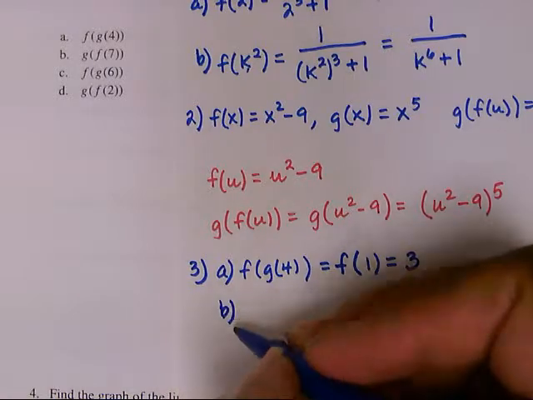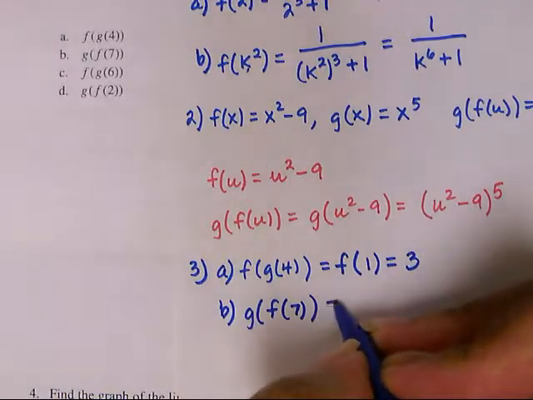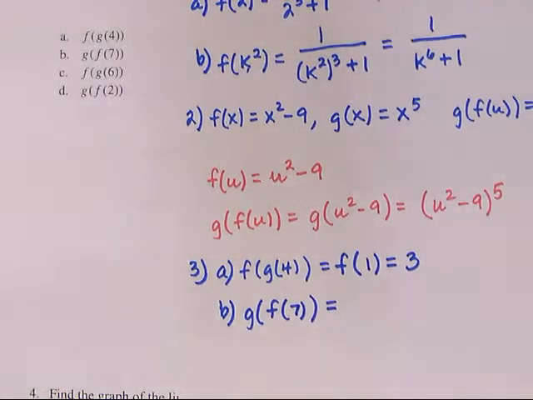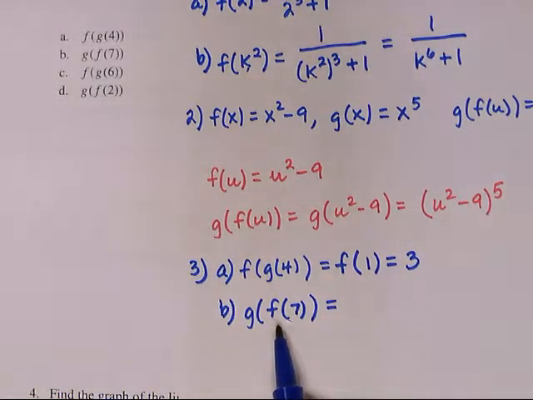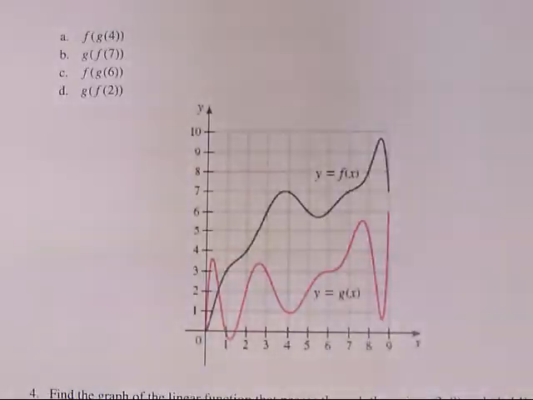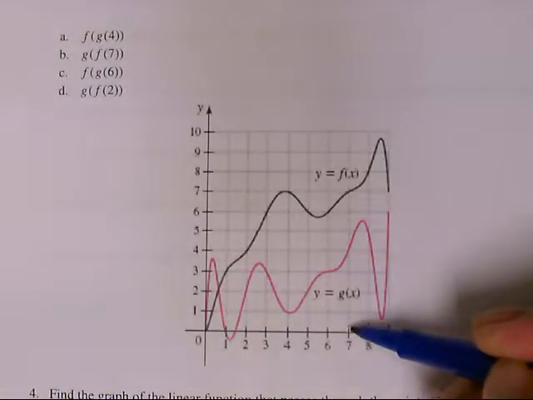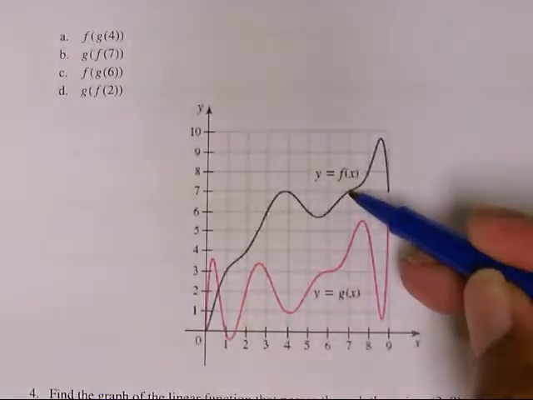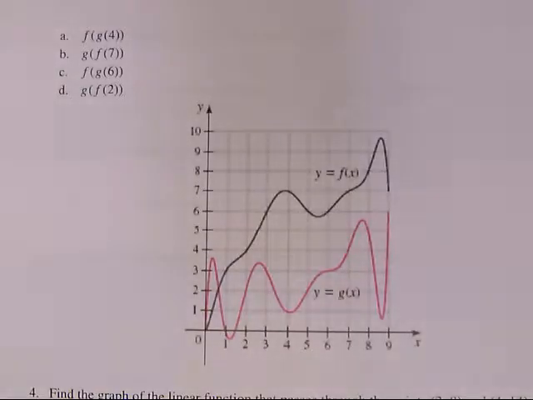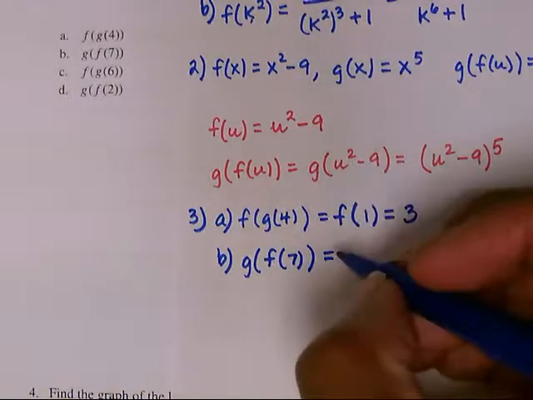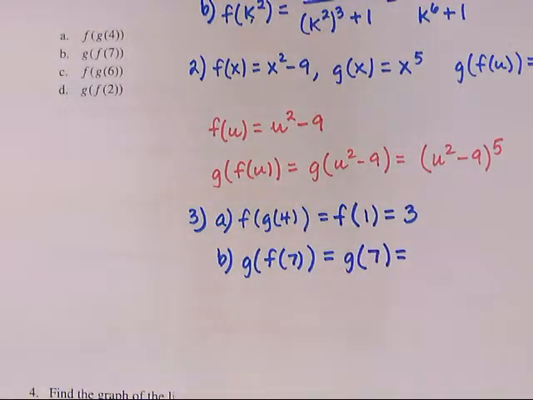Alright, part B. g of f of 7. Here I want to evaluate that particular function. Let's start off with the f of 7 first. That's the inside function. So f of x is up here, and 7 is on the x-axis, so we need to find out what that y value is when x is equal to 7. And in this case, it will be 7. So f of 7 is 7. So now I can find out what g of 7 is going to be.